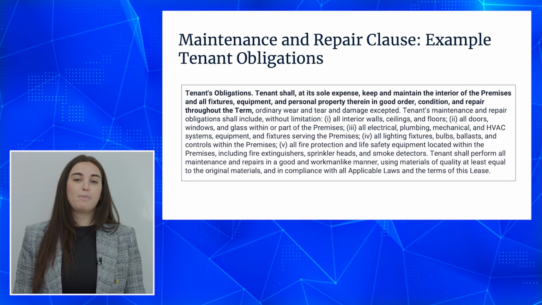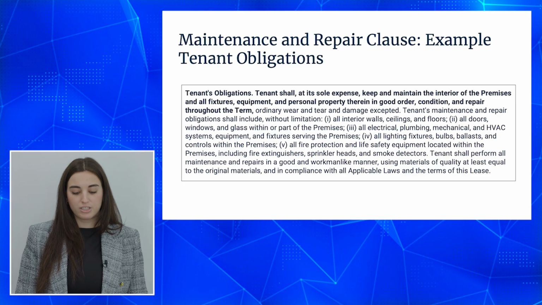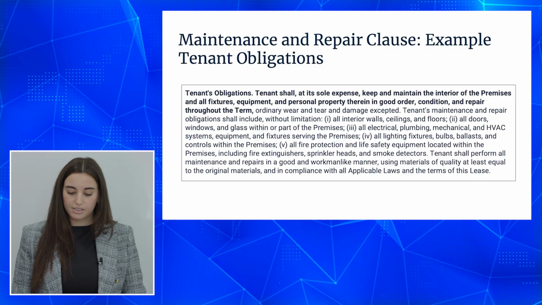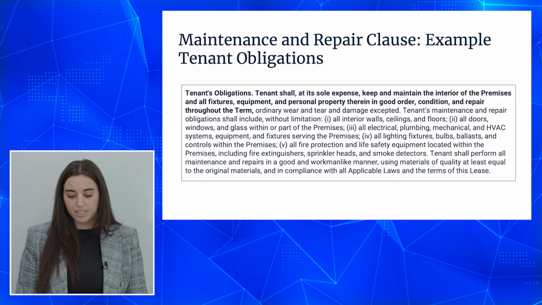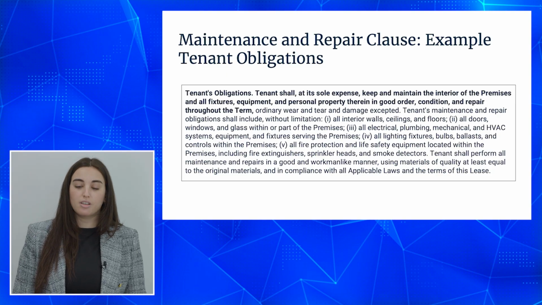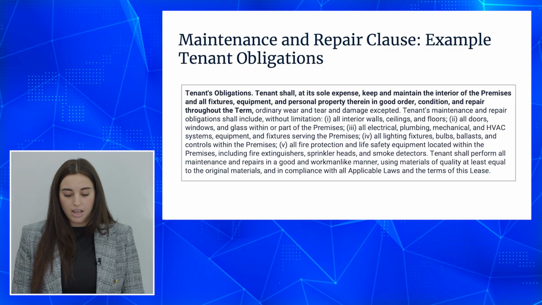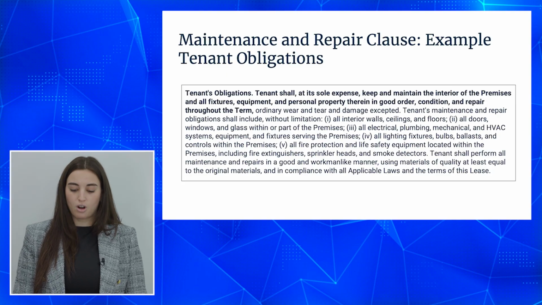Here's an example of a maintenance and repair clause, but specifically for tenant obligations. The first part, which is this slide, lists common tenant maintenance and repair obligations, such as interior portions of the premises, electrical equipment, plumbing and HVAC, and also safety equipment that are on the premises.